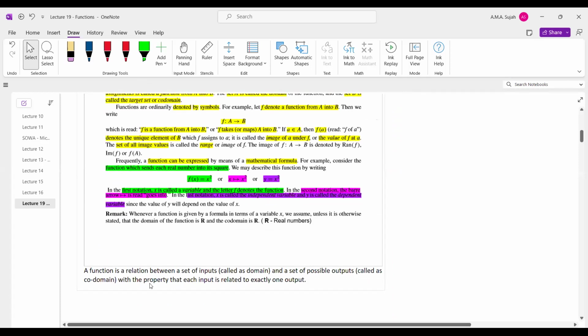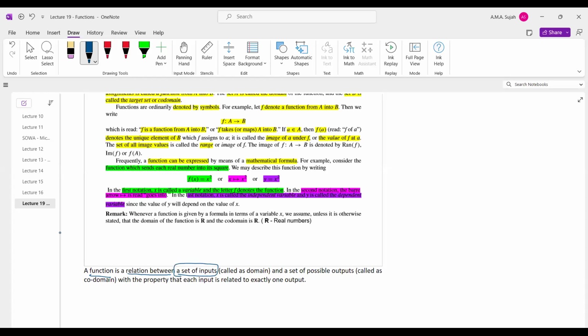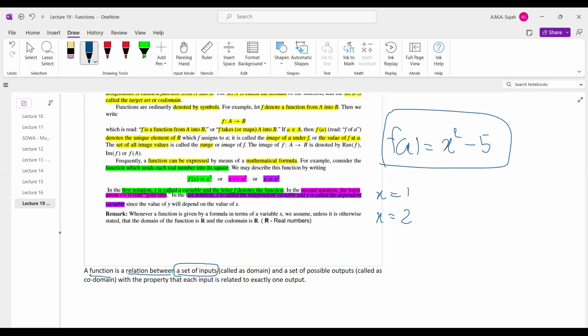Okay, if I put another definition for function, right? A function is a relation between a set of inputs. So you have a set of inputs. Just think about the previous case, f of x is equal to x squared minus 5, right? So this is a function. A set of inputs means the values we can assign for x, which we can call input values. If I put x is equal to 1, or x is equal to 2, these values 1 and 2 are inputs. So we have a set of inputs.